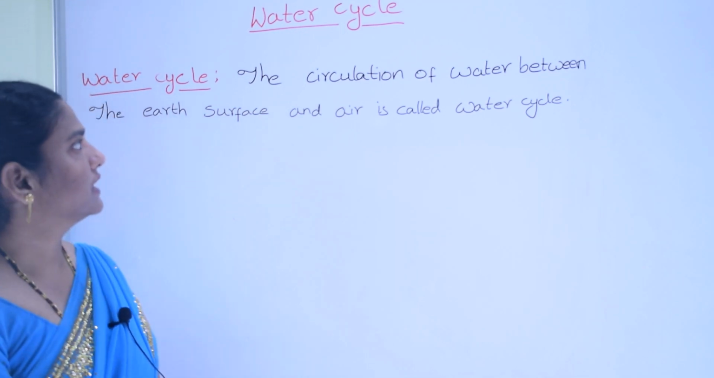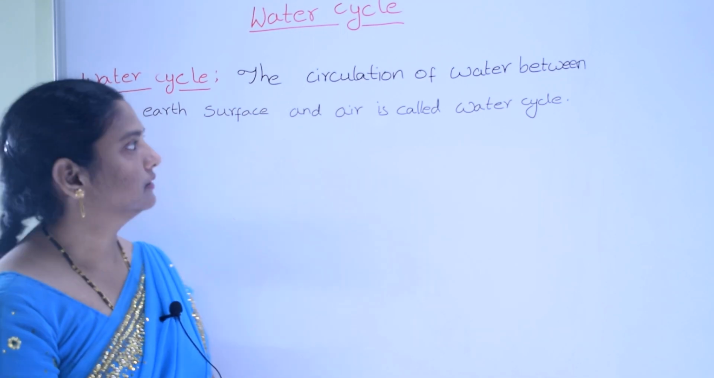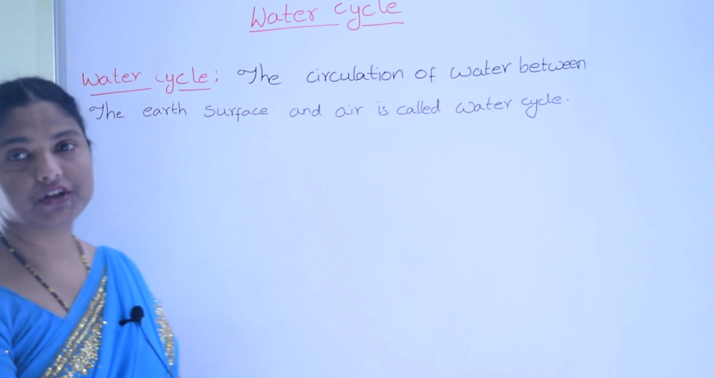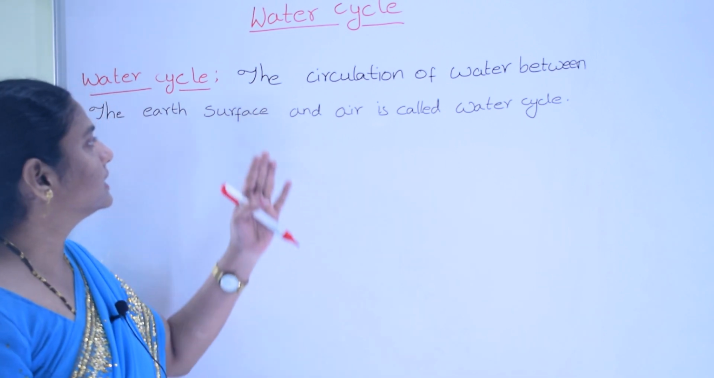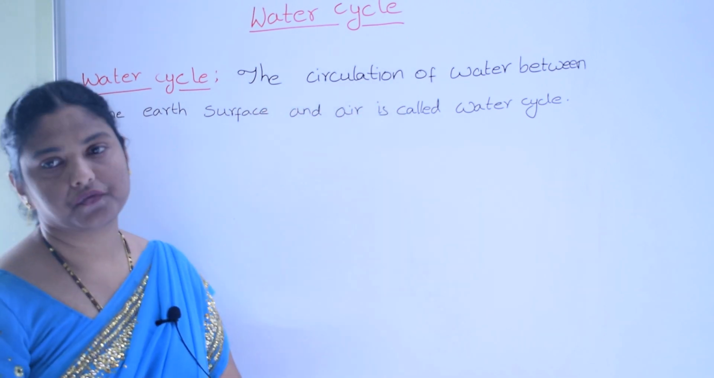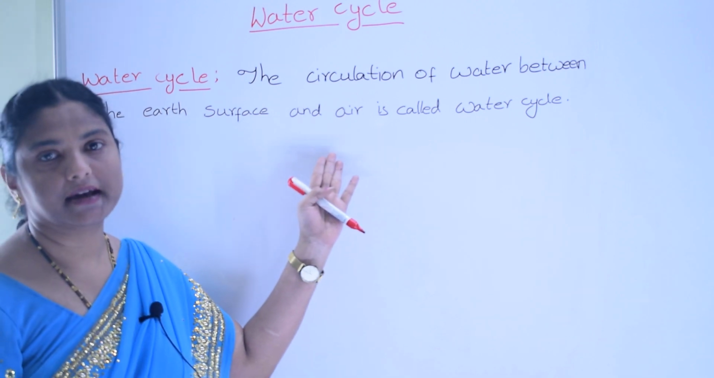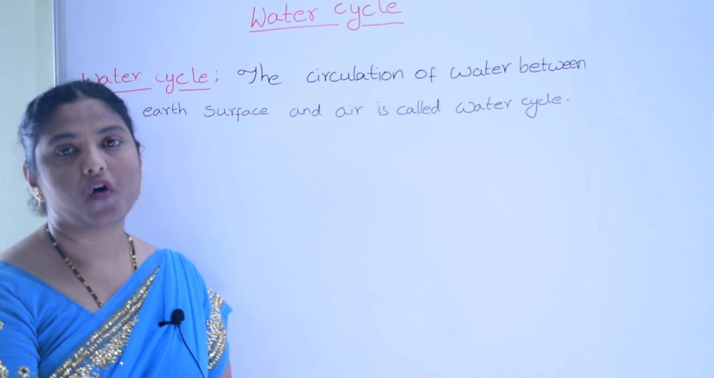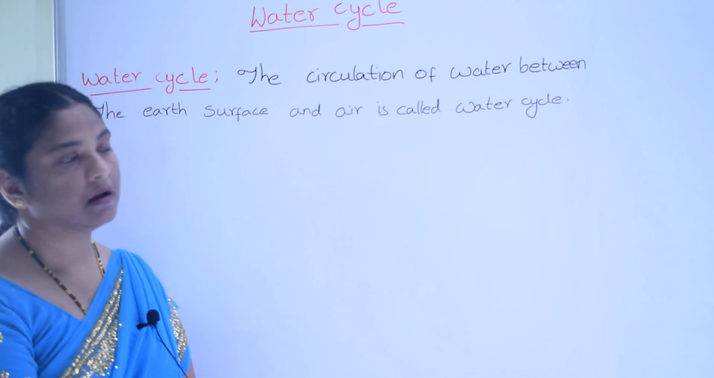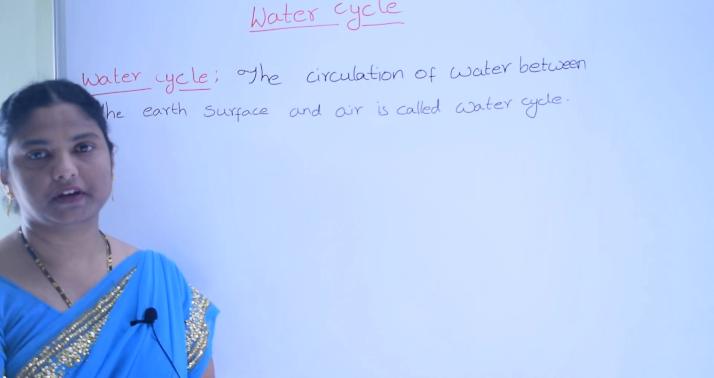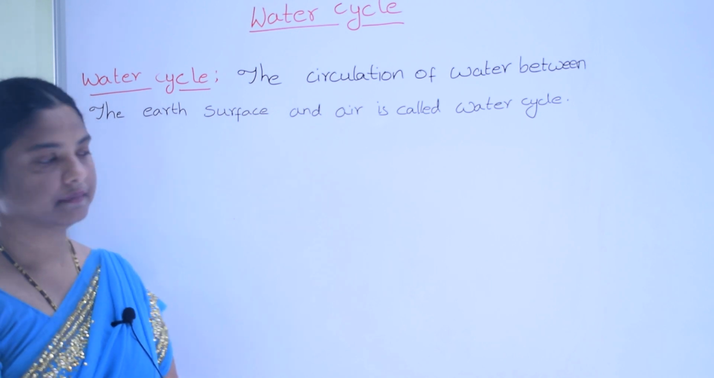Today my topic is water cycle. Here the definition of water cycle is the circulation of water between the earth surface and air is called water cycle. Now I am explaining this definition with the diagram.